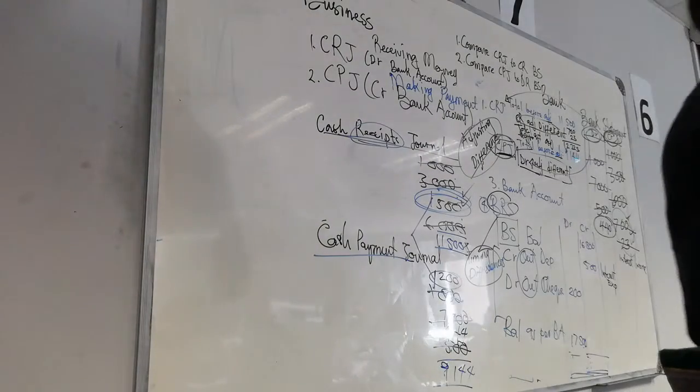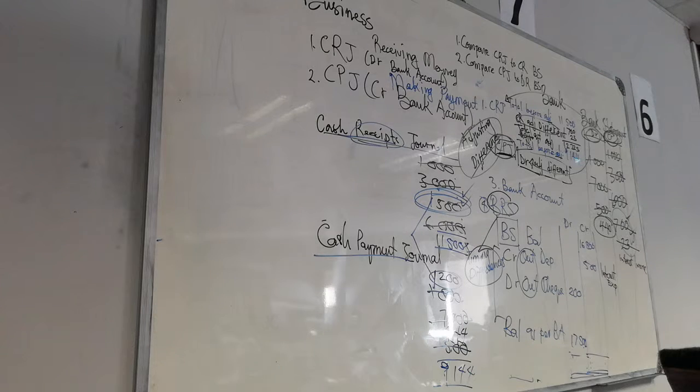Remember I said they are not negatives. If you think that it is increasing money, you record it in the CRJ. If you think that it is decreasing money, you record it in the CPJ. They are not negatives. Does that make sense?